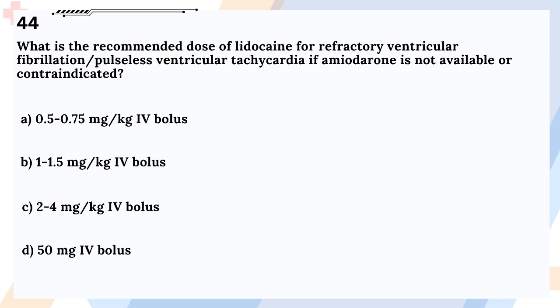Question 44. What is the recommended dose of lidocaine for refractory ventricular fibrillation or pulseless ventricular tachycardia if amiodarone is not available or contraindicated? A. 0.5 to 0.75 mg/kg for bolus. B. 1 to 1.5 mg/kg for bolus. C. 2 to 4 mg/kg for bolus. D. 50 mg for bolus.